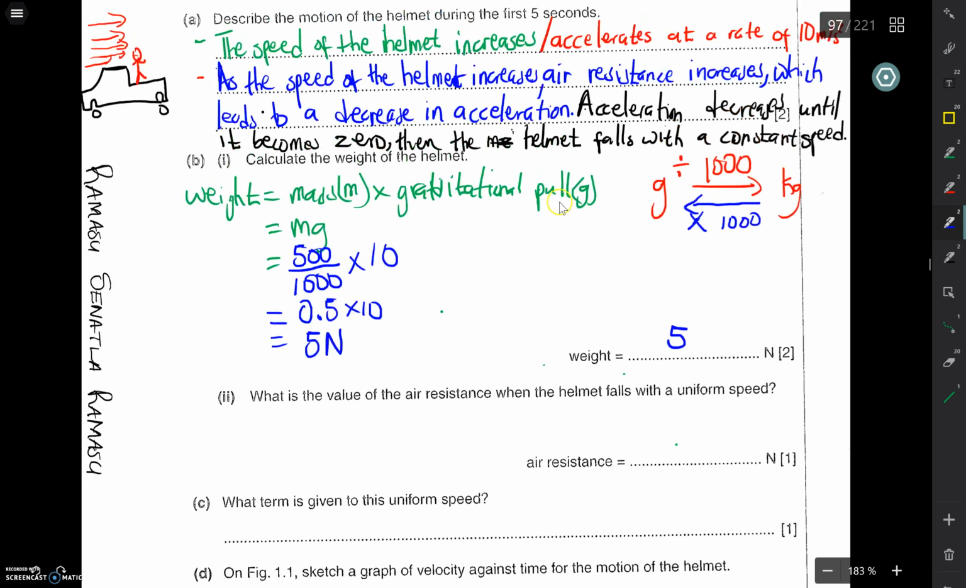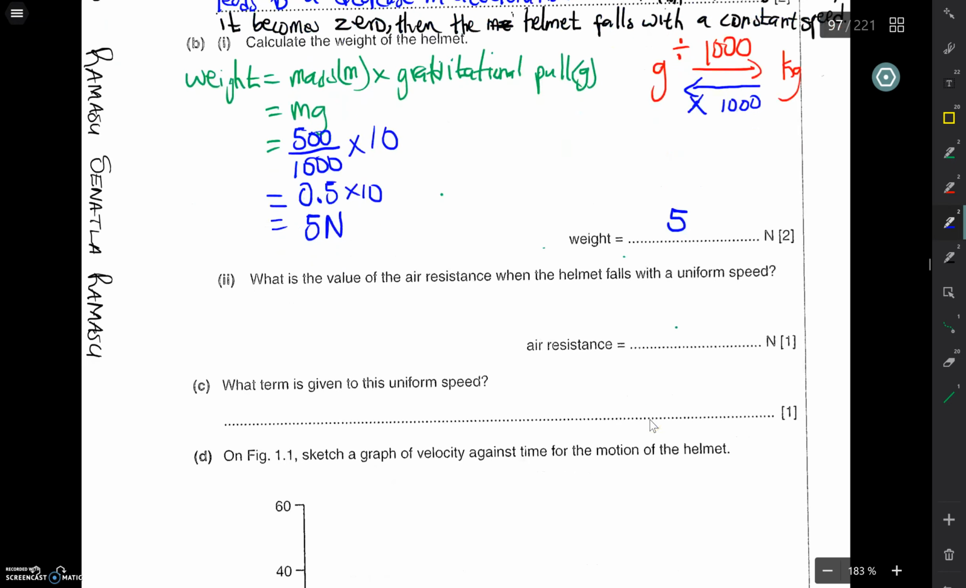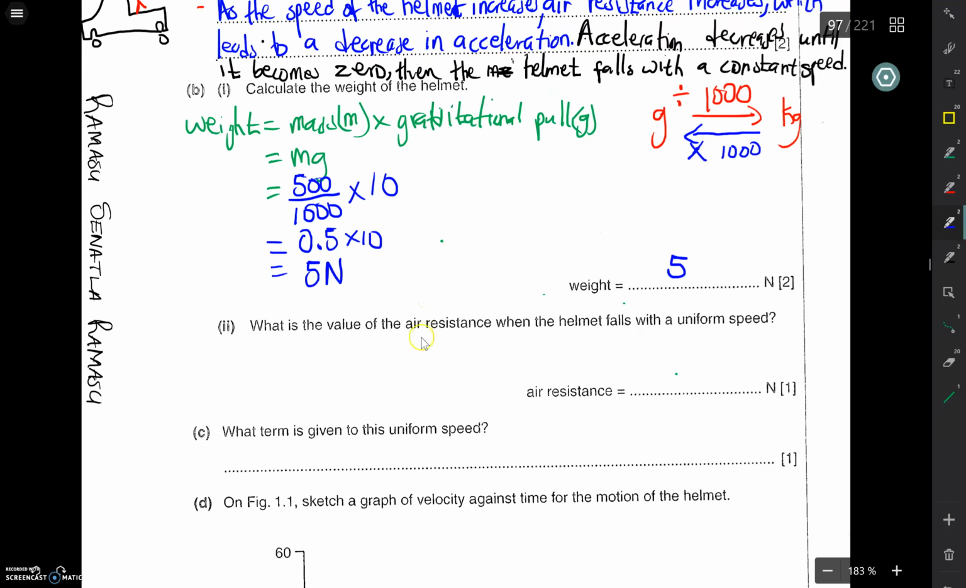Well, like I said here, that when acceleration is 0, then an object moves with a constant speed. When acceleration is 0, an object moves with a constant speed.